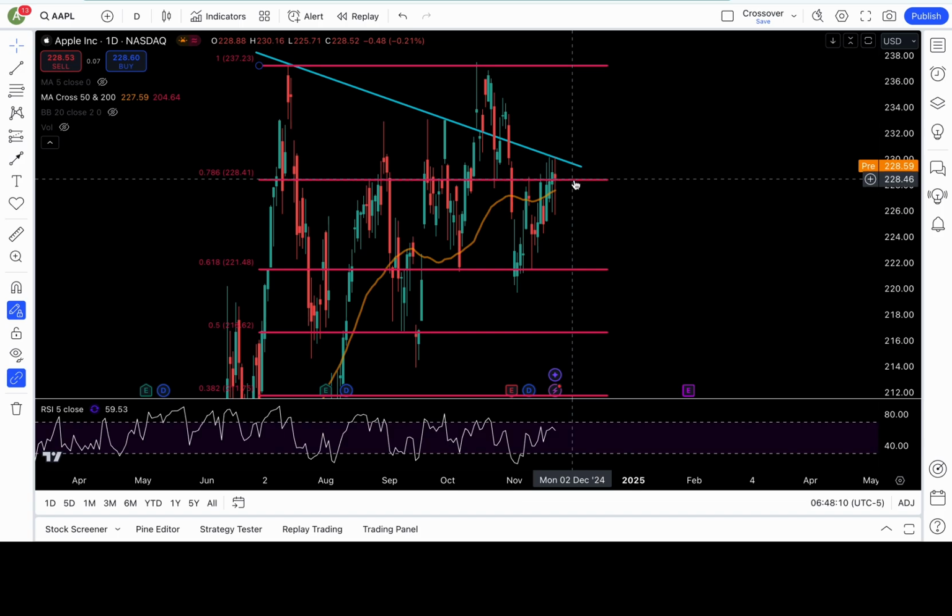If 228.4 and 227 fails, definitely look to short with lower targets in play. I think we could head all the way back down to 223 and 221.4, which would be a nice move to the downside for Apple.